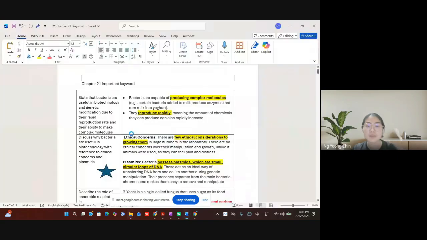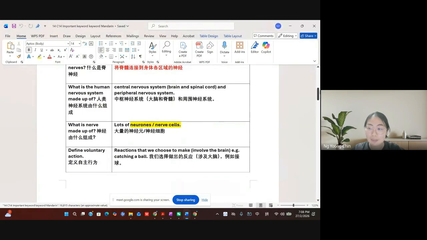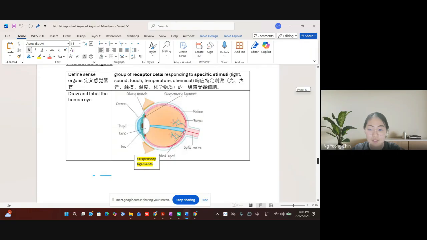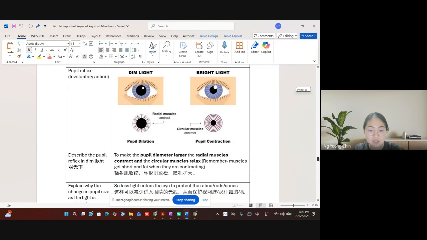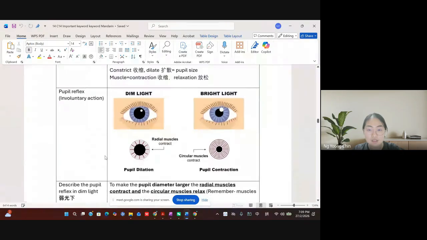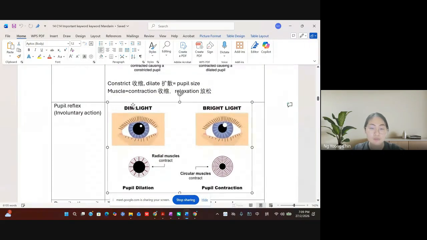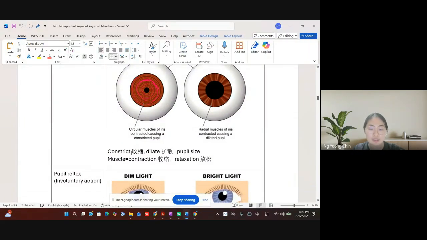Chapter 14. Okay, let me show the Mandarin. I think I put it in the Mandarin already. Which is this one. Okay, the pupil constriction and dilation. So constrict, we talk about what? Pupil size. So you can use this word constrict. You cannot use pupil contract. Wrong answer. Okay, you can see my screen, right?